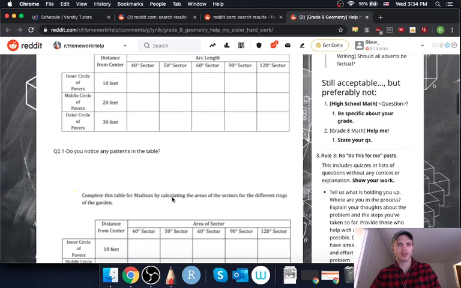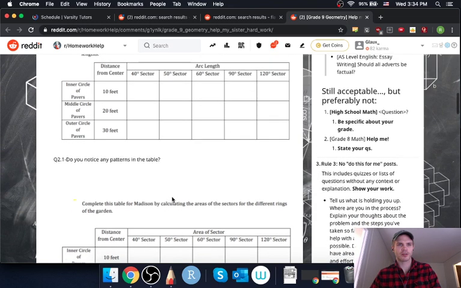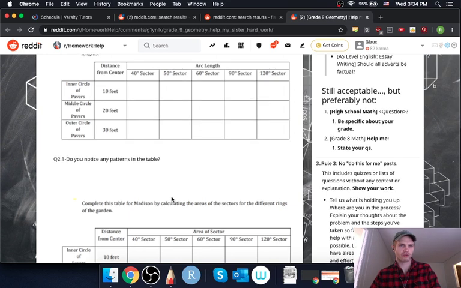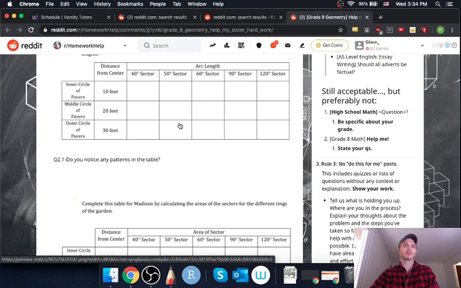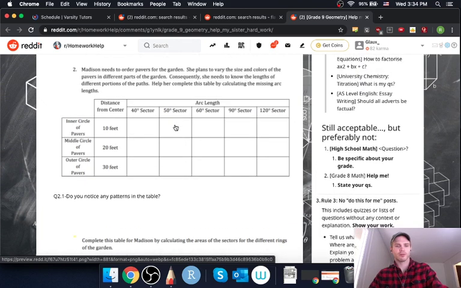Do you notice any patterns? So this is the radius, the inner circle of pavers. I don't know. Oh, so we're trying to find the arc lengths of all these. So let's fill this out. So we'll take this chart. Okay, so this is the instructive for the chart.